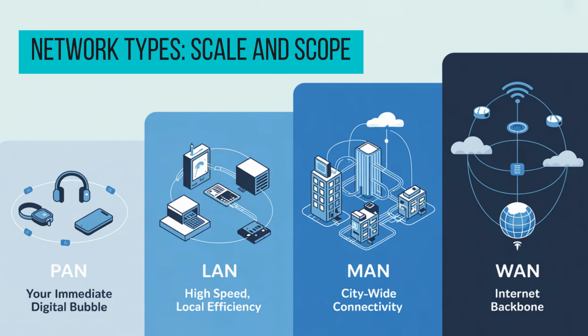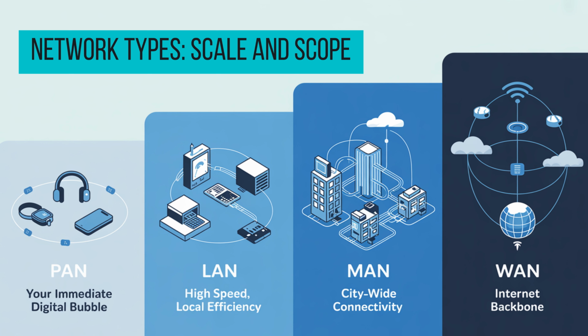When your Bluetooth headphones connect to your phone or your smartwatch syncs with your laptop, that's a PAN in action. It's personal, it's close, and it's designed for your individual devices to talk to each other. Step up one level and we enter the world of local area networks or LANs. This is probably the network you are connected to right now in the building.